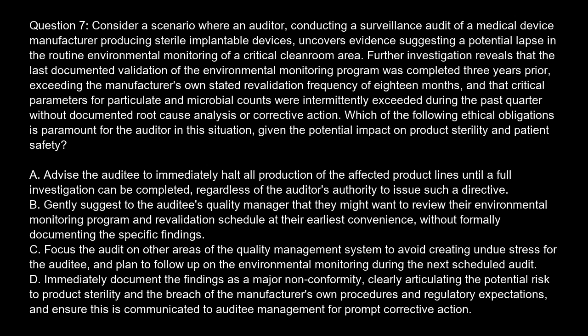Option C. Focus the audit on other areas of the quality management system to avoid creating undue stress for the auditee, and plan to follow up on the environmental monitoring during the next scheduled audit. Option D. Immediately document the findings as a major nonconformity, clearly articulating the potential risk to product sterility and the breach of the manufacturer's own procedures and regulatory expectations, and ensure this is communicated to auditee management for prompt corrective action.